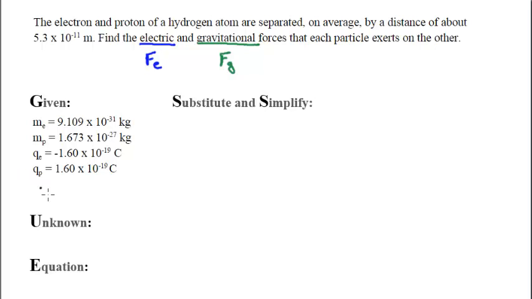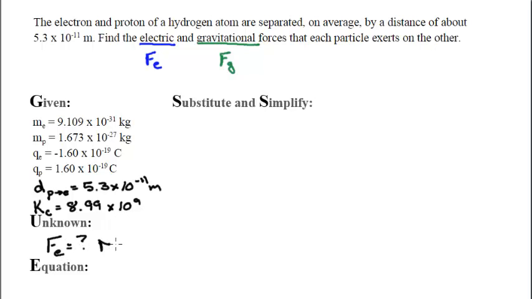For example, we know that the distance between the proton and the electron equals 5.3 times 10 to the negative 11 meters. The other thing that we know, if we're going to start with force electric, is Coulomb's constant equals 8.99 times 10 to the 9. The thing that we're looking for is force electric, and that is question mark, and that's going to be in newtons. And we're going to use Coulomb's law. Force electric equals Kc times Q1, Q2 over distance squared.